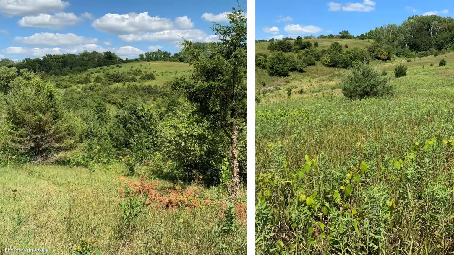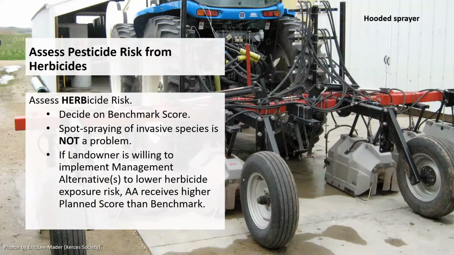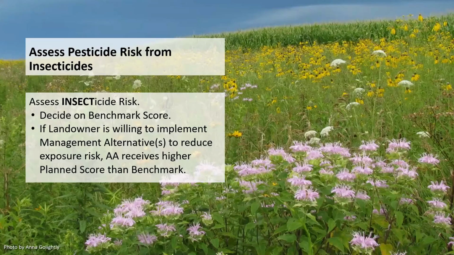Also, as part of this process, you need to assess the pesticide risk from herbicides and enter the score. You need to assess the risk from insecticides and enter the score on your data sheet. If the landowner is spraying lots of insecticides on the area that they want to plant as monarch habitat and they're not willing to stop, then that's not acceptable for monarch conservation, because obviously insecticides can kill monarchs. However, if they're willing to do some mitigation measures, then we could be in business.